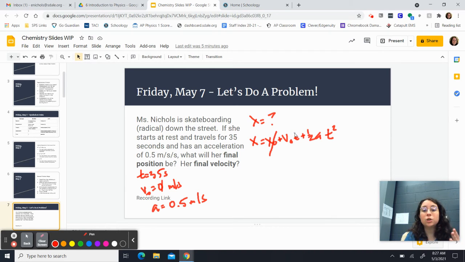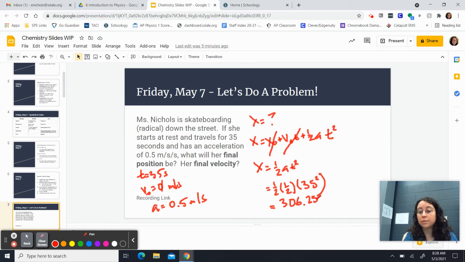We also know that our initial velocity is 0, so I can cross this out because 0 times anything is still 0. So 0 times time is 0. That means I can rewrite my equation as x equals 1/2 at squared. I've got values for all these things. Let's plug them in. So 1/2 times 0.5 times 35 seconds squared. If I plug this into the calculator, I'm going to get a value of 306.25 meters.